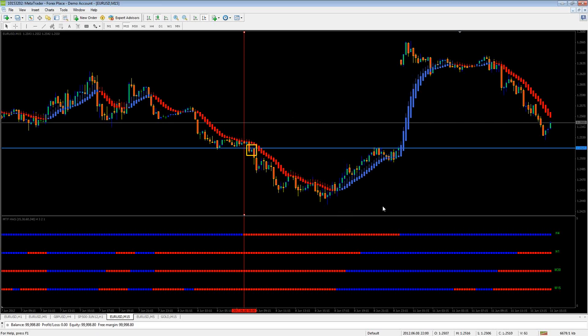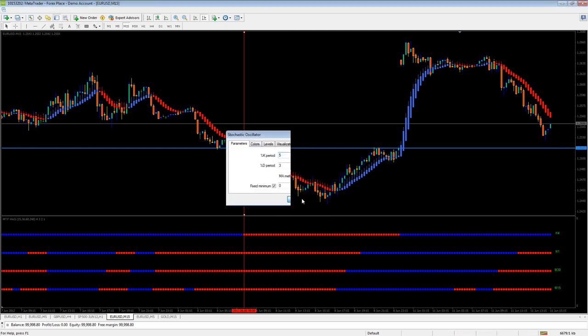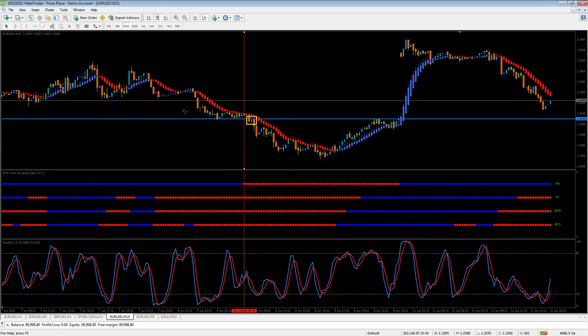And I guess if you added another indicator like the MACD or the stochastic, you would probably see around here a divergence. Okay, so you can see here the price going down and the stochastic itself going up.